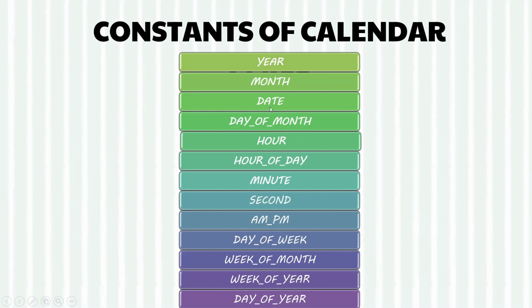DATE is used to represent the day of the month, and DAY_OF_MONTH is also the same as date, both are the same. HOUR represents the hour of the day in 12-hour notation, and this HOUR_OF_DAY will represent the hour of the day in 24-hour notation. Then we have minute, second, AM, PM. Here we have values for AM, PM. 0 is for AM and 1 is for PM. Then DAY_OF_WEEK returns the day number within a week. This one returns the week number within a month. This constant will return the week number within a year, and this constant will return the day number in the year.